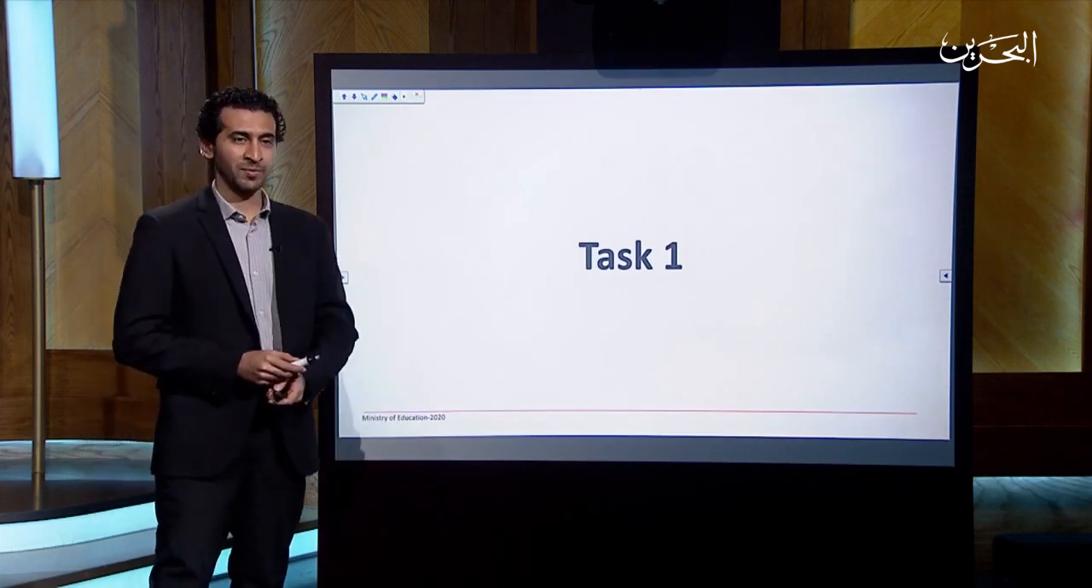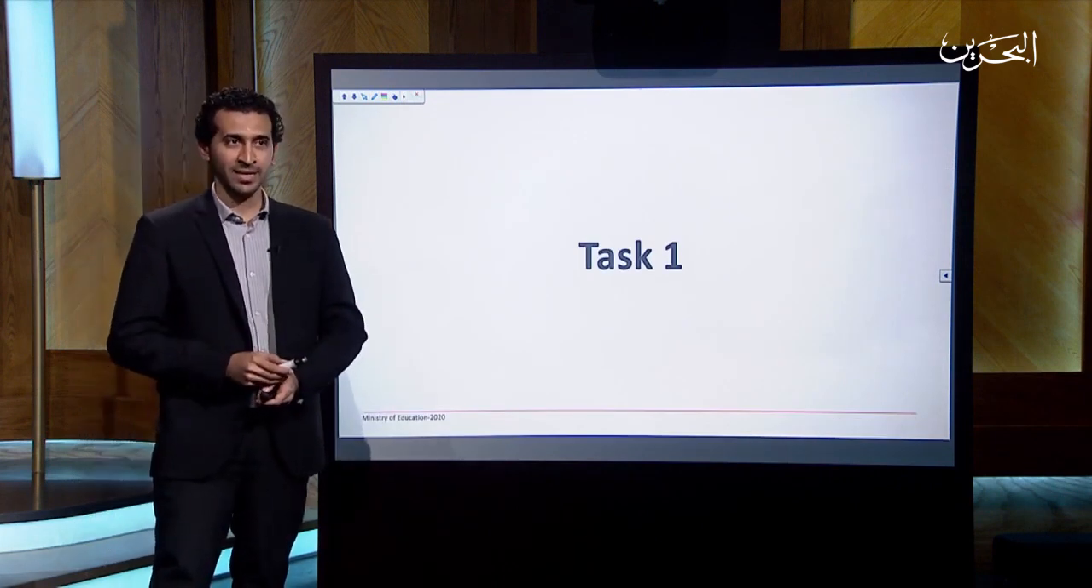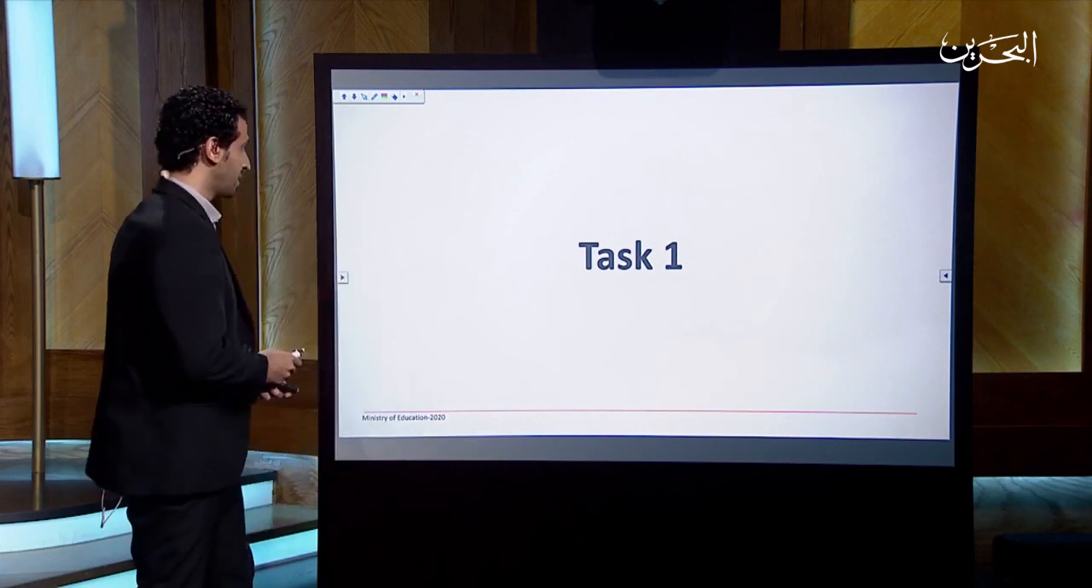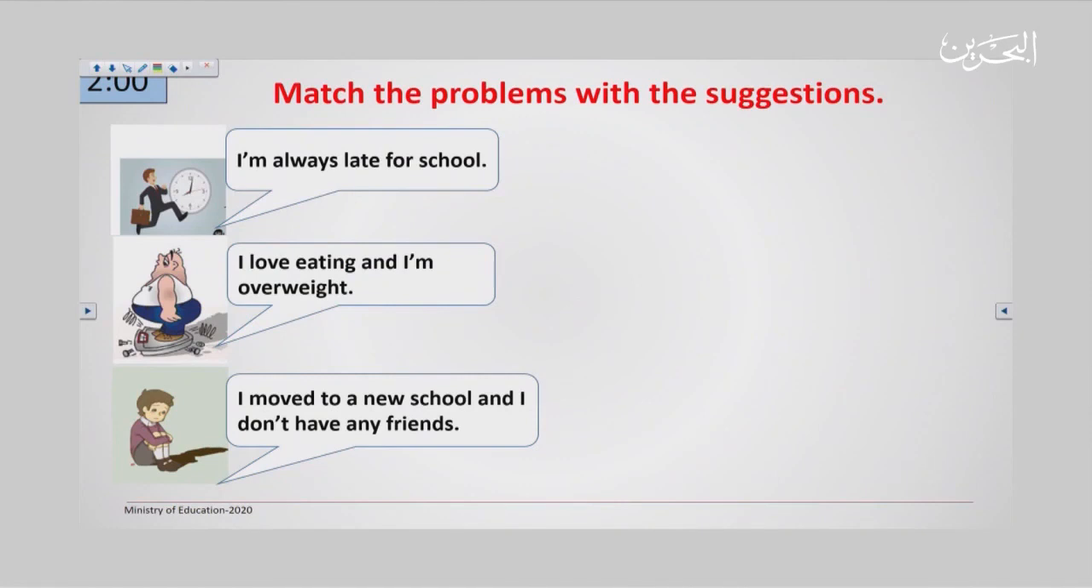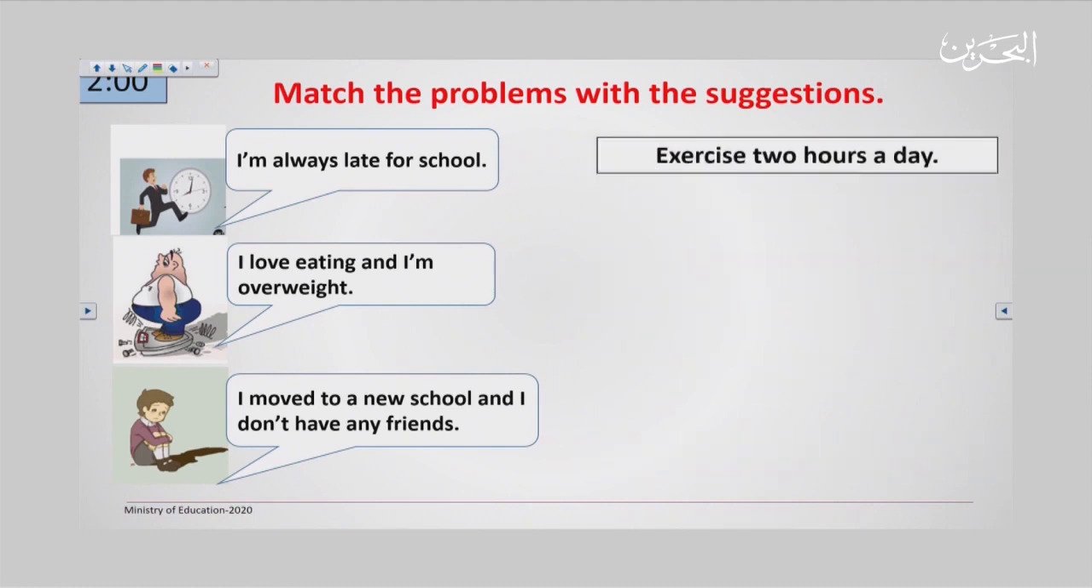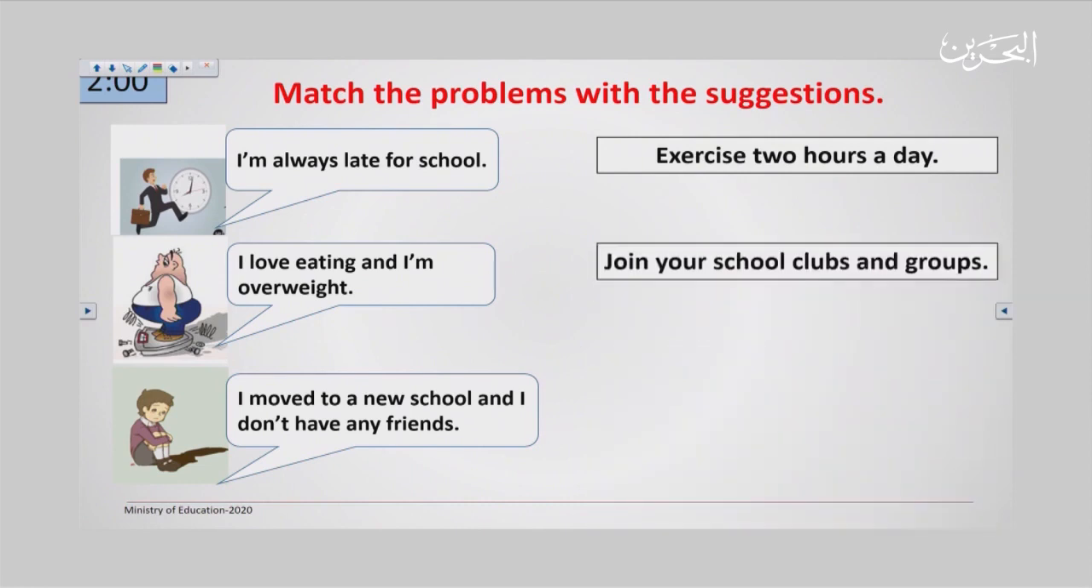We will start our lesson by a very simple task. Actually, this task consists of pictures, three pictures, and I want you to look carefully at these pictures, and then you need to match them with the suggestions. Again, what is the meaning of problem? Everyone has a problem. If I'm tired, this is a problem. If I'm hungry, this is a problem. Okay, so these are the suggested suggestions. Of course, they are not in the correct order.